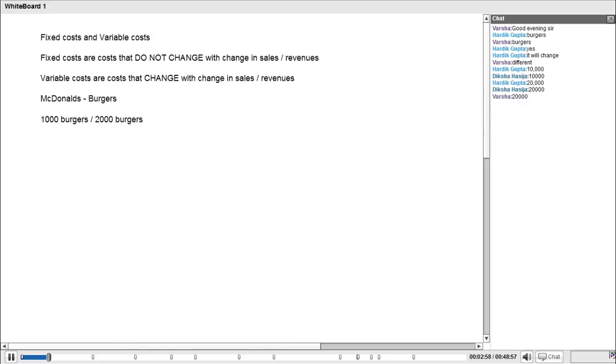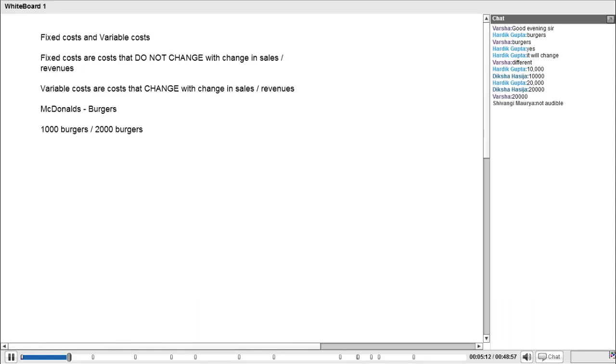So if you sold 2000 burgers and one burger cost you rupees 10, you would have sales or revenues of 2000 into 10, which is rupees 20,000. So the revenue when we sold 2000 burgers was rupees 20,000. So they are different. Now let's look at different costs.